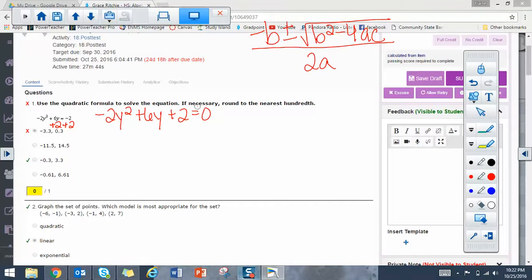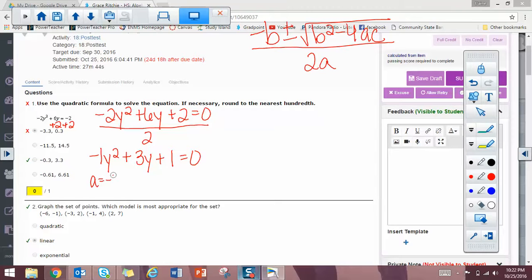The next thing I notice is that this entire equation can be divided by 2 to give us negative 1y squared plus 3y plus 1 equal to 0. The only reason I do that is because now I have smaller numbers to work with for a, b, and c. So remember that a is negative 1, b is going to be 3, and c is going to be 1.